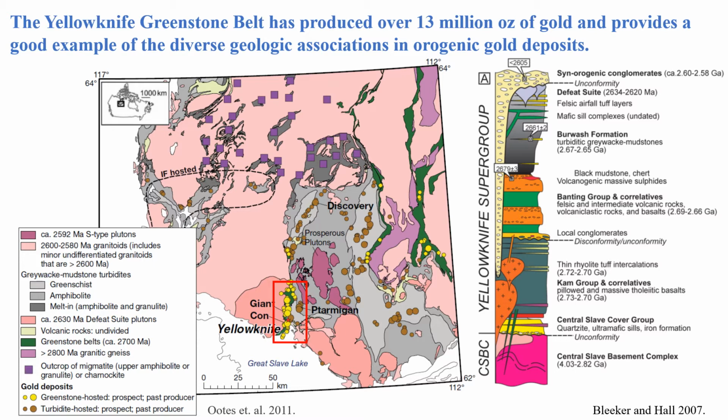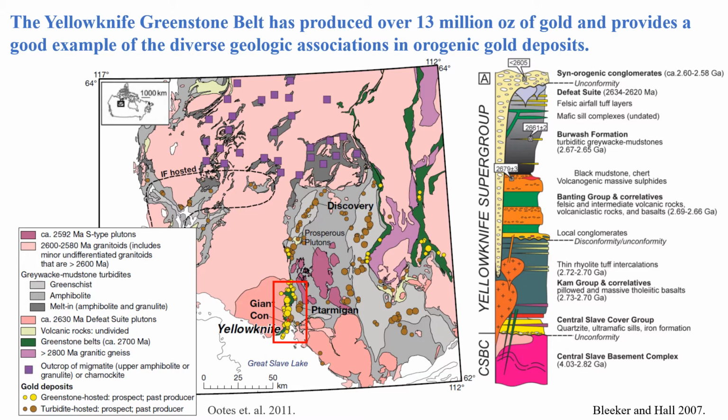We are looking at the southern part of the Slave Craton. Archean-aged Yellowknife Greenstone Belt is approximately located over here. The rectangular area is where our study is focused. This belt hosts world-class giant and Con mines with over 13 million ounces of gold production. Also, diversity in mineralization styles and host rock lithologies provides a good example for orogenic gold mineralization.